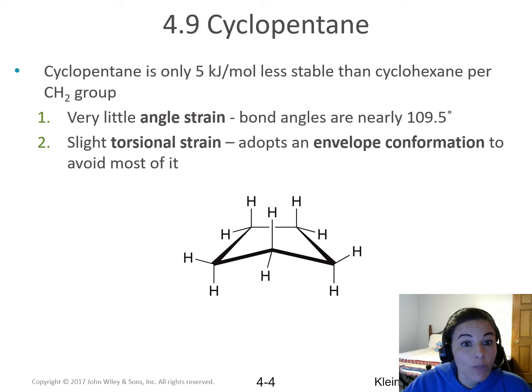On the other hand, cyclopentane is only 5 kilojoules per mole less stable than cyclohexane per CH2 group. There's very little angle strain. The angles here are very close to 109.5 degrees. There is a little bit of torsional strain. Again, the carbon-hydrogen bonds kind of overlapping each other on adjacent carbons. The cyclopentane can adopt an envelope conformation to avoid most of that, allowing it to exist quite frequently in nature.